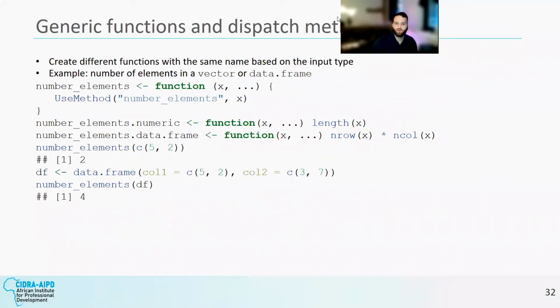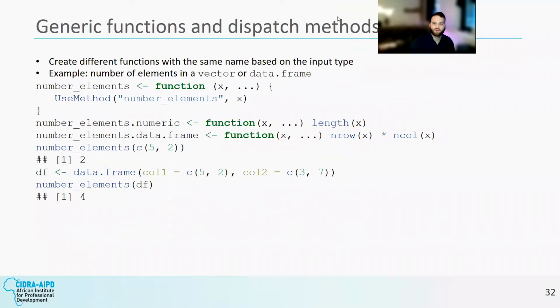Another concept that we'll look at now is called generic functions and dispatch methods. Now, the names themselves aren't that important here. The concept is we're going to create a function with the same name, but it actually does something different based on the data type.